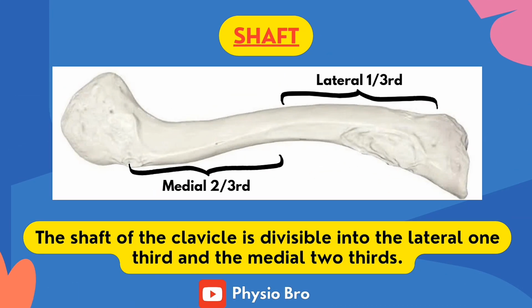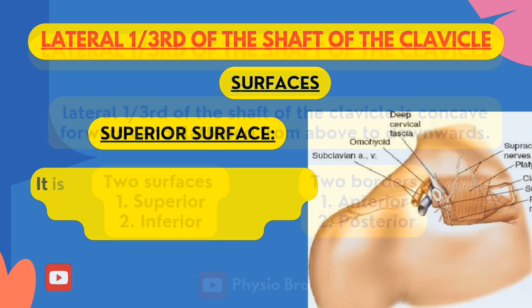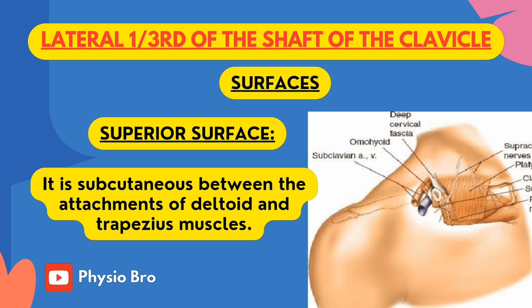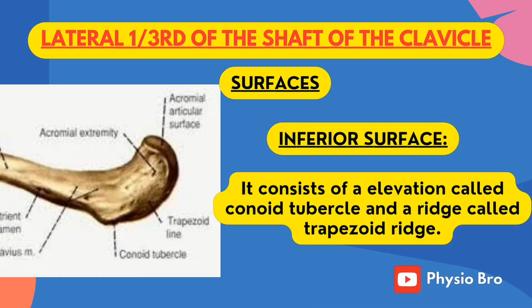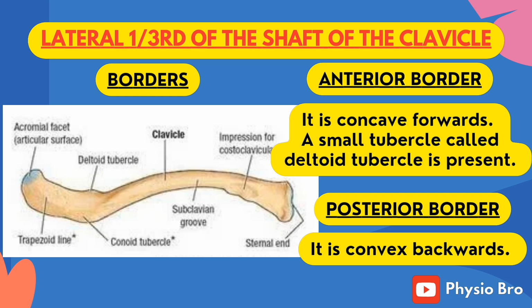Shaft. The shaft of the clavicle is divisible into the lateral 1/3 and the medial 2/3. Lateral 1/3 of the shaft of the clavicle is concave forwards and flattened from above to downwards. It has two surfaces, superior and inferior, and two borders, anterior and posterior. Surfaces. Superior surface is subcutaneous between the attachments of deltoid and trapezius muscles. Inferior surface consists of an elevation called conoid tubercle, and a ridge called trapezoid ridge. Borders. Anterior border is concave forwards. A small tubercle called deltoid tubercle is present. Posterior border is convex backwards.